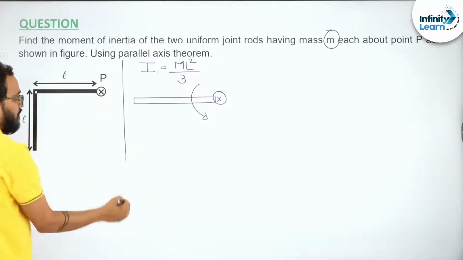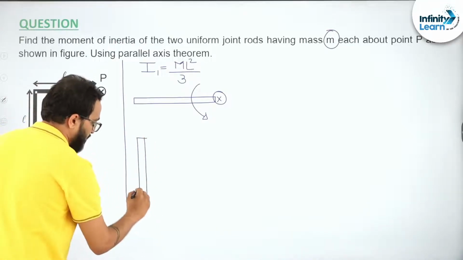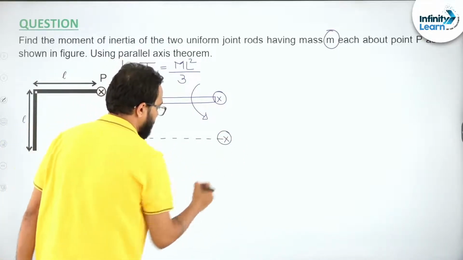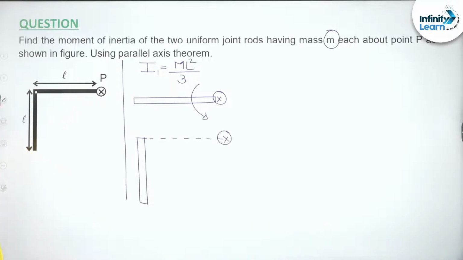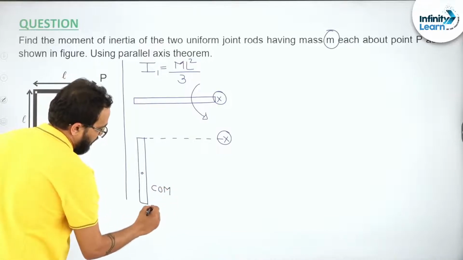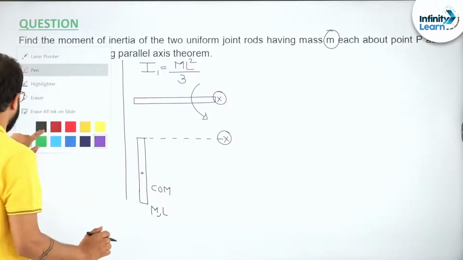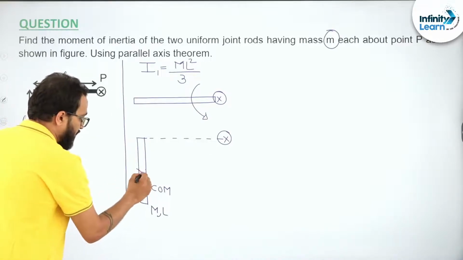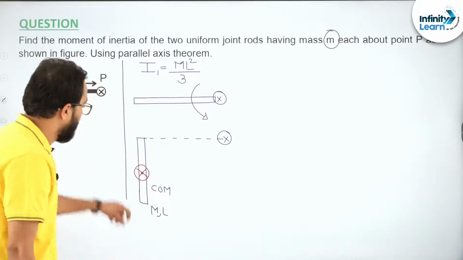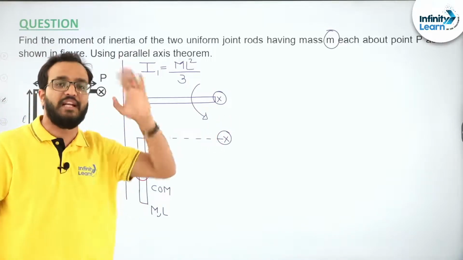Now let's talk about this particular rod. Where is this rod kept? This rod is kept here like this. And where is our axis? Our axis is here, right? Now first of all we will find the center of mass of the object that we have, mass M, length L. Now this is the center of mass. Now we will draw an axis which is parallel to this axis and passing through the center of mass. That is what parallel axis theorem means, right? So we will draw another axis passing through the center of mass of the body and parallel to this axis. Are you getting my point?